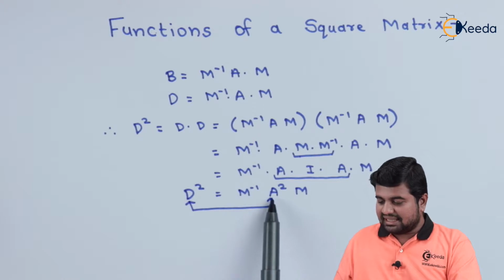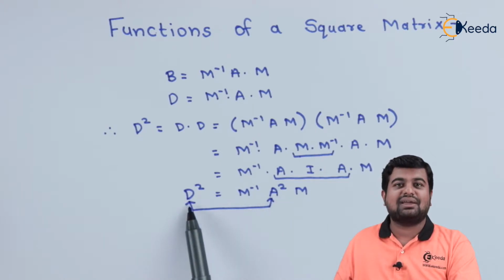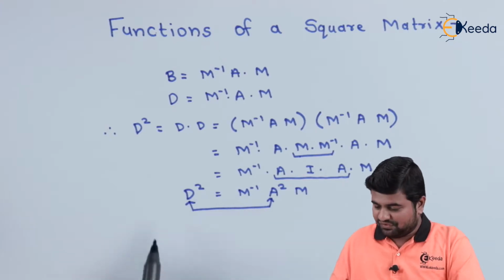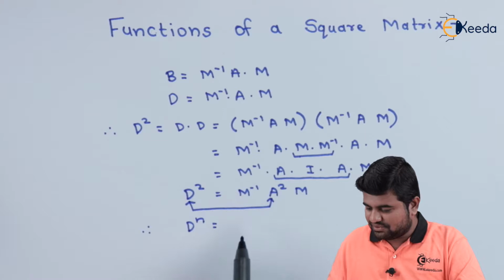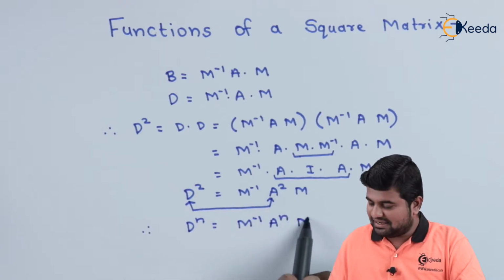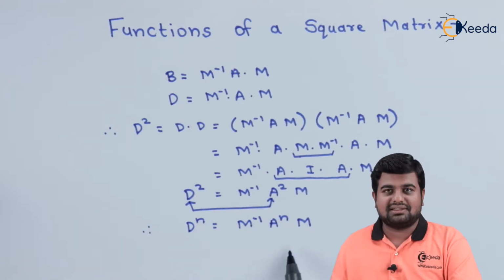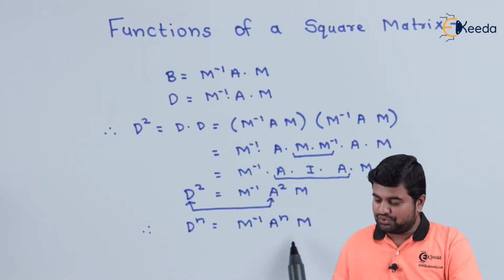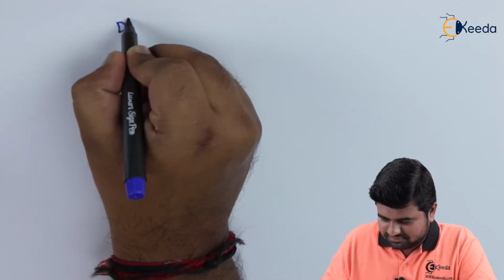So basically, by definition we can have A square and D square, these are diagonalizable. Therefore I can have D raised to n is equal to M inverse into A raised to n into M as my result. Now to take this one step further, I am going to use pre-multiplying and post-multiplying by M.